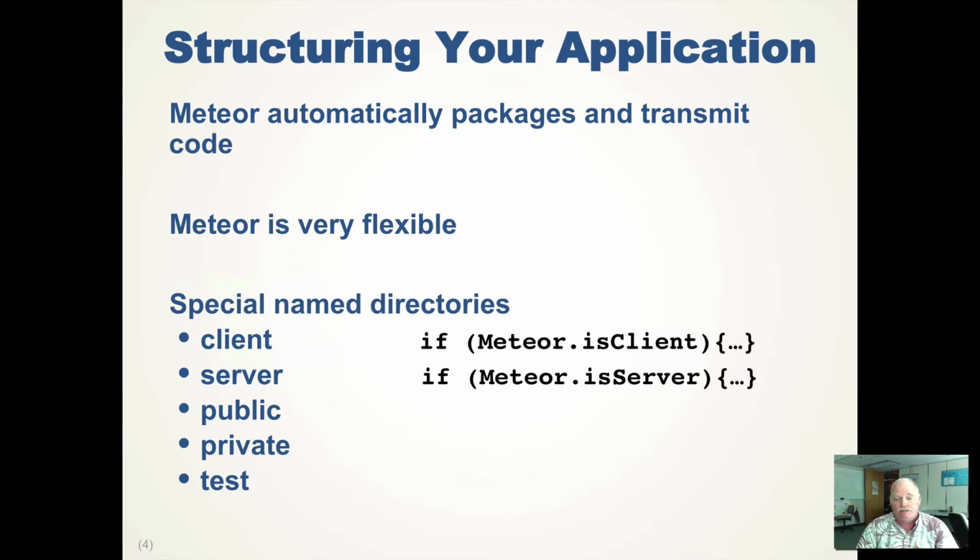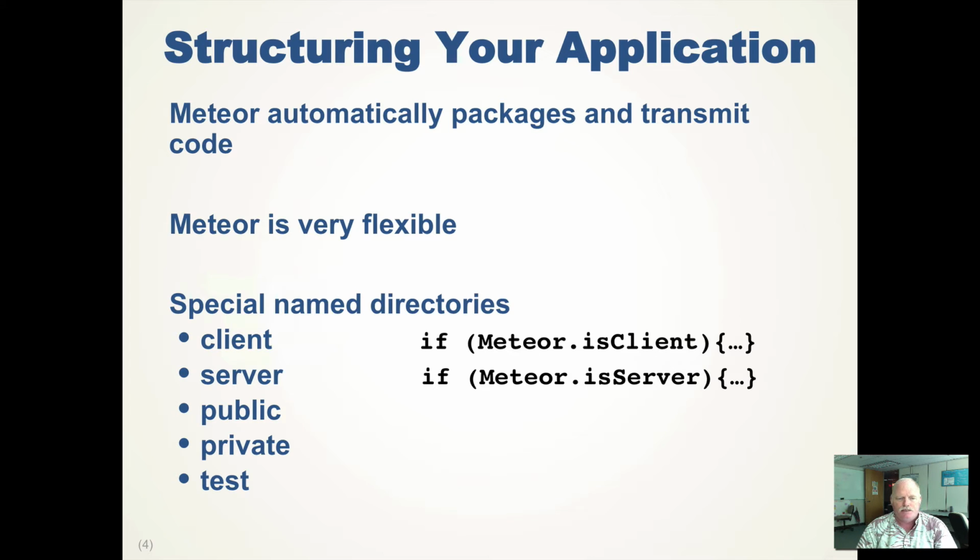Similarly, there's a server directory: if you have code in the server directory, it's only run on the server and is not sent to the client. You can do that again with the if statement, so that you can put code in a single JavaScript file, some of which is run only on the client and some of which is run only on the server. Meteor automatically packages up and transmits the code. It takes a look at all the JavaScript, decides what JavaScript needs to be sent to the client, what needs to be saved on the server, and which needs to go to both, and then rebuilds all that and sends it to the appropriate place.